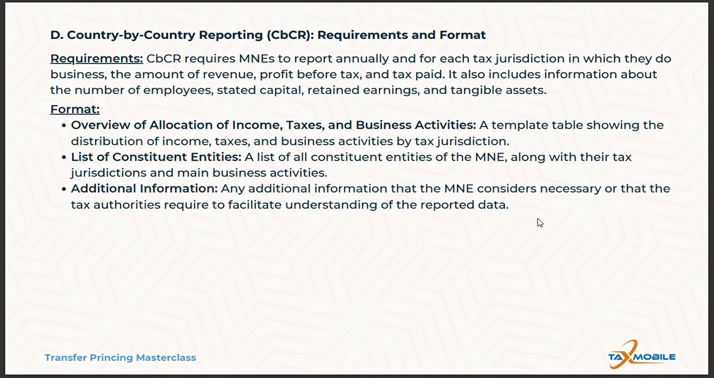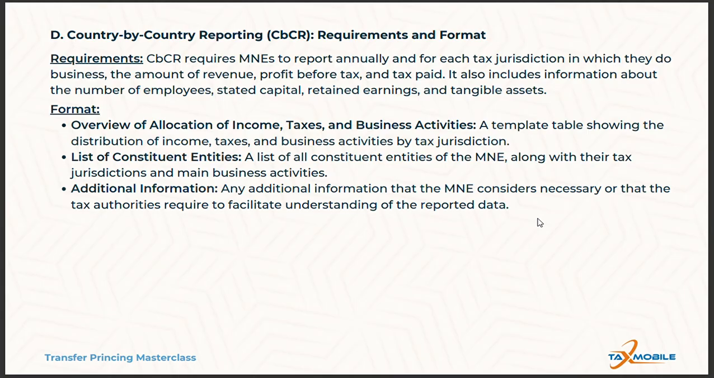So now let's look at the country by country reporting. The country by country reporting, CBCR, is the third tier of documentation required under the Nigeria's 2018 transfer pricing regulation. It is designed to provide aggregated information on multinational enterprise global operations, profit, and taxes paid in each jurisdiction, allowing tax authorities to perform a high-level risk assessment of the multinational enterprise transfer pricing practices.